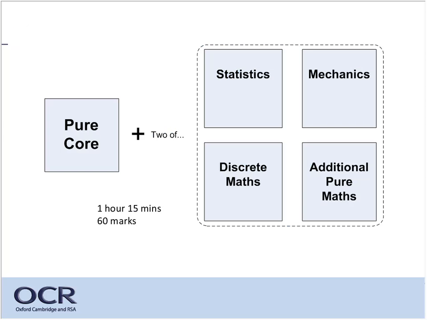So here are the options, and this is the assessment structure for the AS. So we have 1 pure core exam, 1 hour and 15 minutes, 60 marks, a little bit shorter than the current unit exams, but that pure core at AS is very similar to the current FP1, the same sort of level of demand and the same sort of length, a little bit shorter. And then 2 of statistics, mechanics, discrete maths, and additional pure.